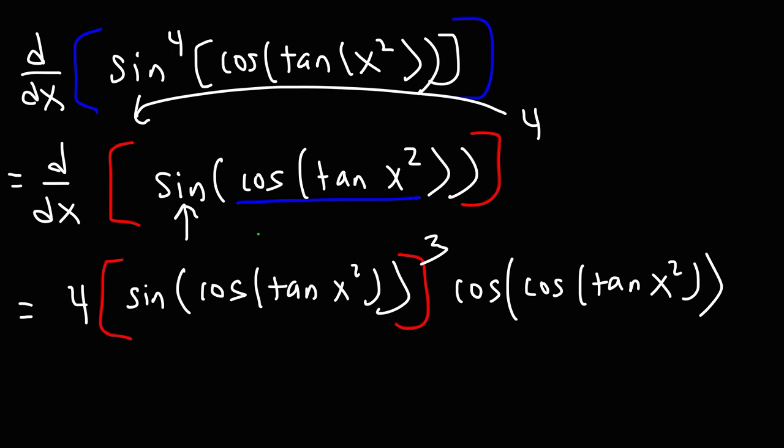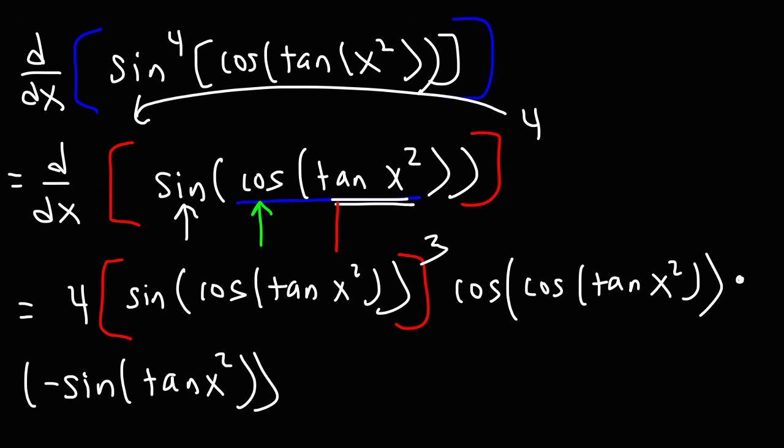So now we're going to move inward towards cosine. By the way, there's a multiplication for all of these functions. So it's times. The derivative of cosine is negative sine. And the angle of cosine is tangent x squared. So we're going to rewrite that.